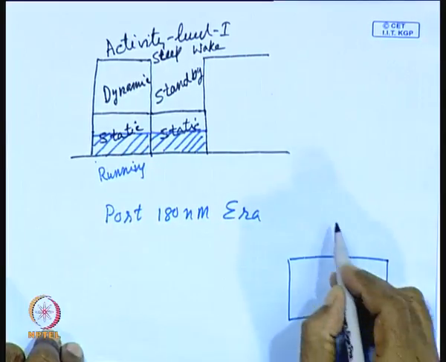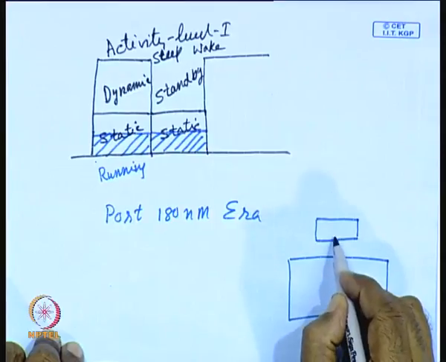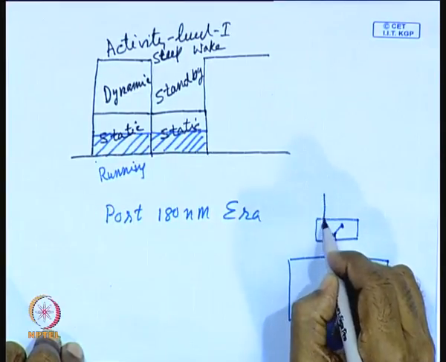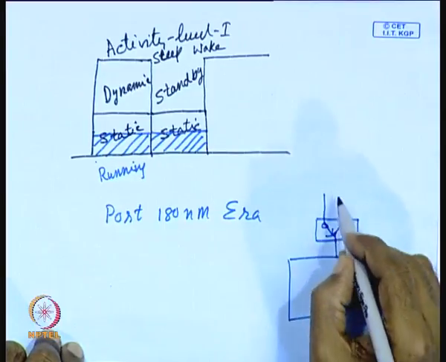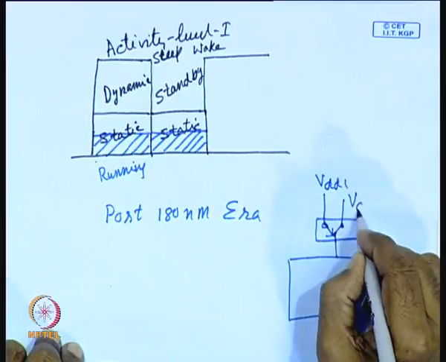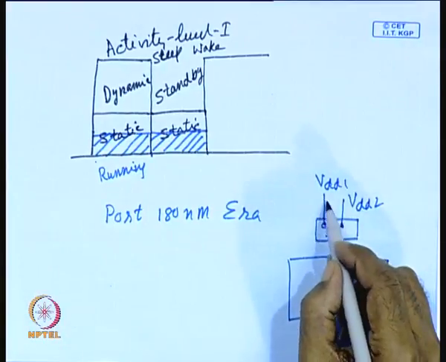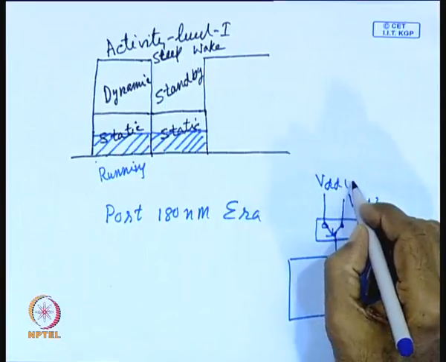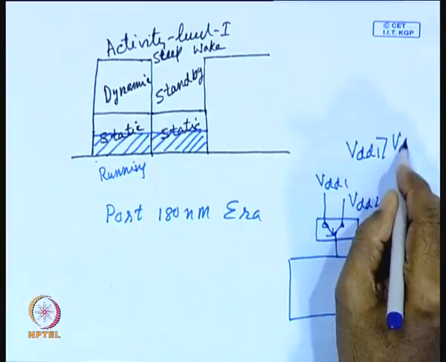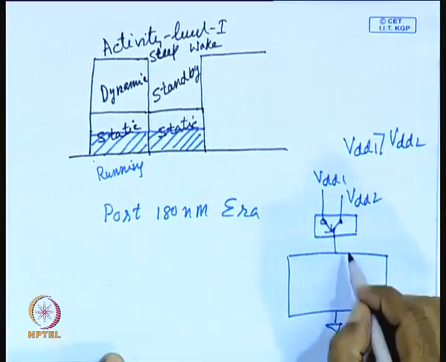During normal mode of operation, what will you do? You will pass the signal through a switch, and you can take from two sources. One is, say, VDD 1 and another is VDD 2. When the circuit is in normal mode, you will apply VDD 1, which is greater than VDD 2. That means the circuit performance will be high.